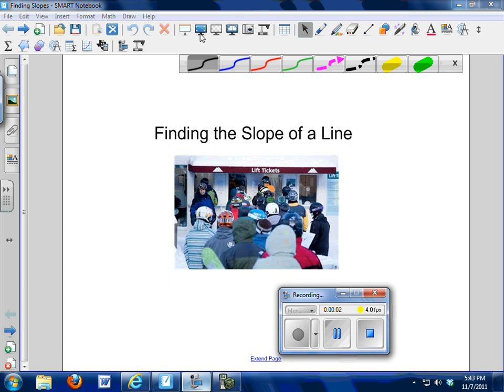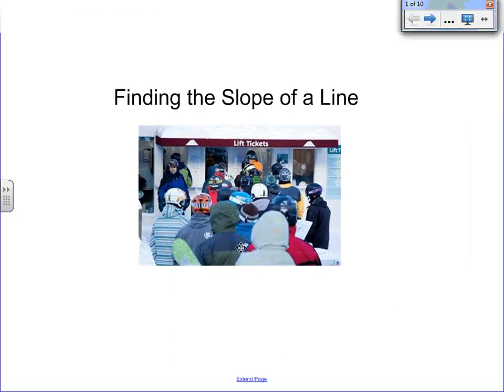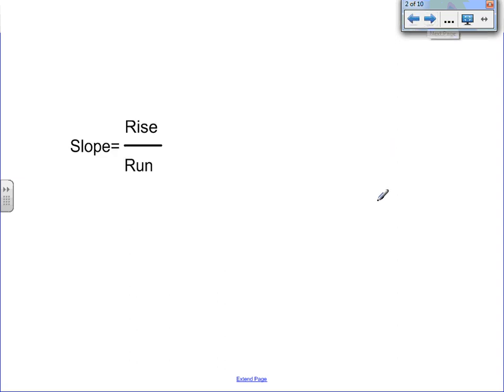Okie dokie, let's get started. Full screen, 'cause that's the way we like it. All right, so the topic is finding a slope of a line, and that's not what this picture is. This is actually a picture of a line to the slopes, as it turns out, but not the same thing.